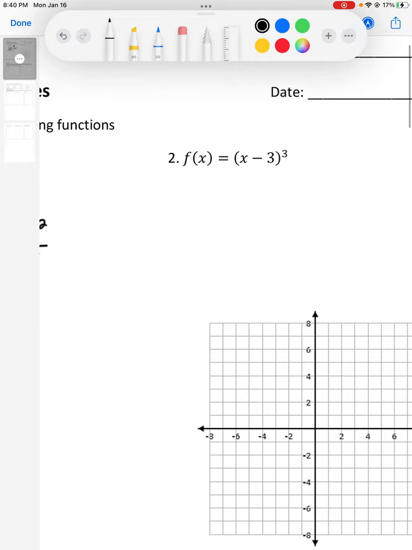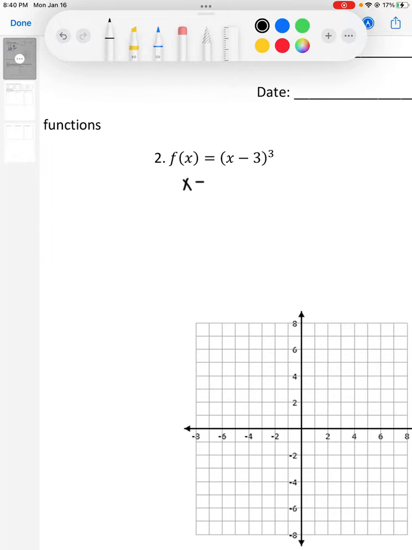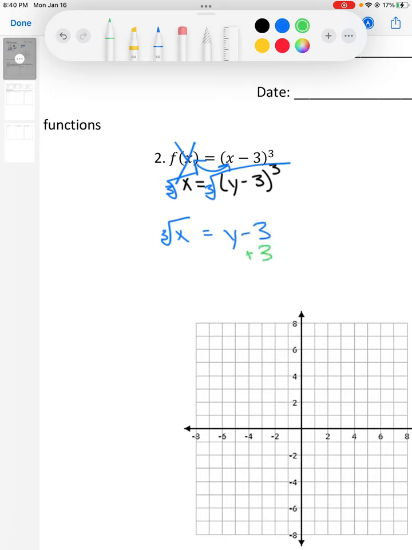Let's go to the next one. So again, we need our x's and our y's, and we need to switch them, right? I switched them. This was a y, and we switched our x and our y. Now we need to undo it, so we start from the outside. So to get rid of an exponent, we need a radical. So we get y minus 3. And then we add 3, but it's to the outside because it's happening after we took the radical. So it's outside, and that's what we get.